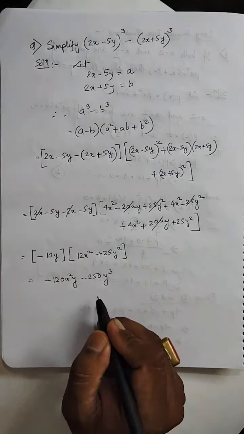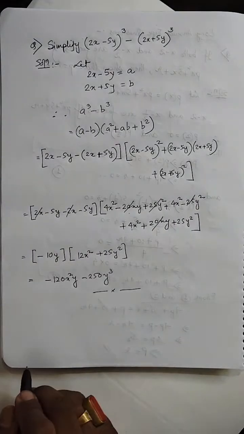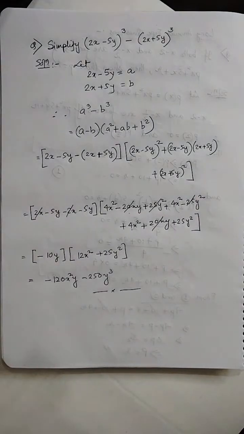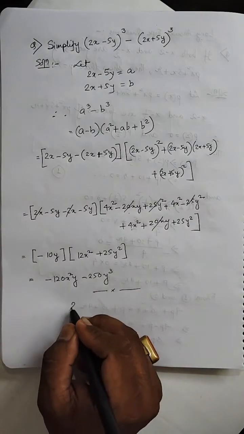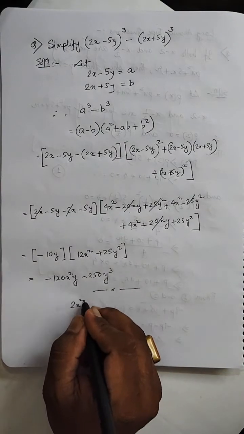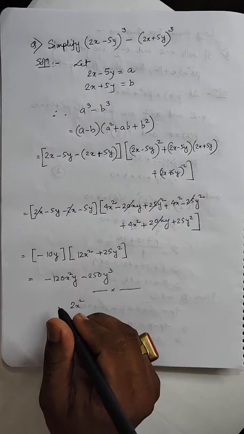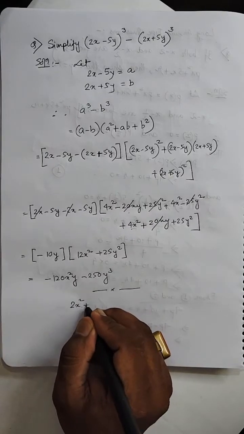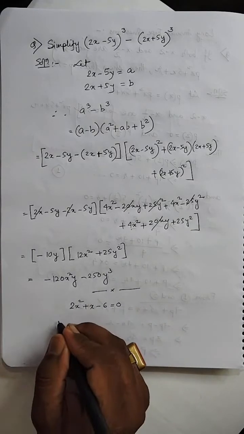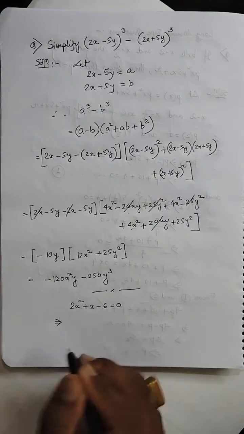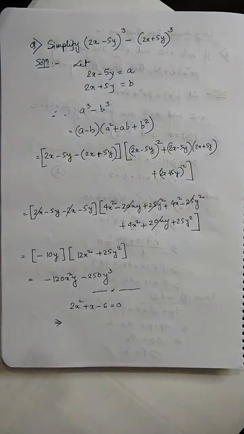Okay, for the other viewers, I am just trying to solve the question given by the viewer. So we have 2x square plus x minus 6.